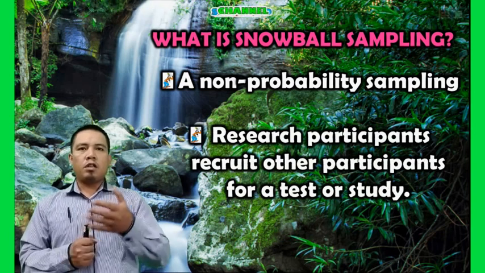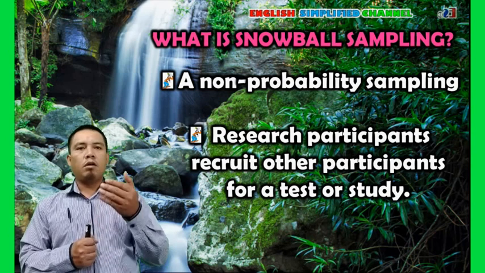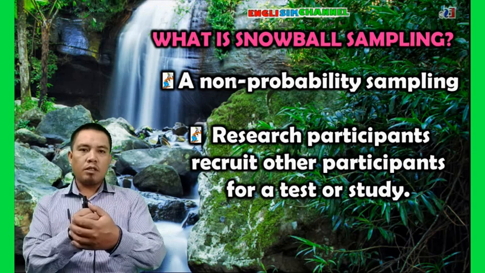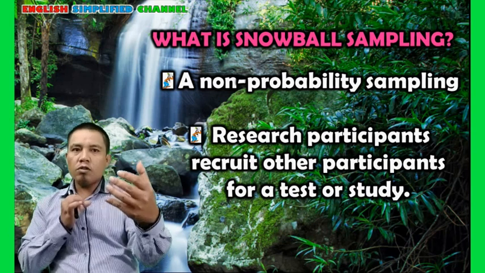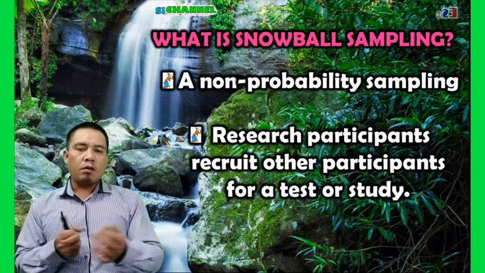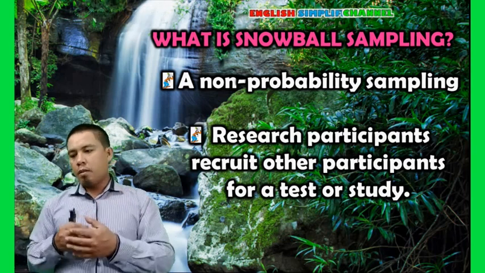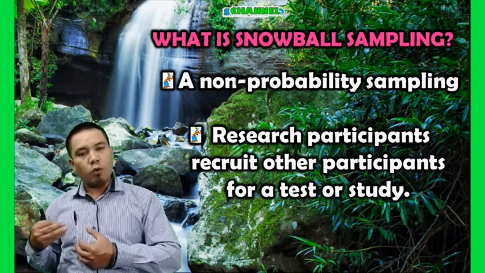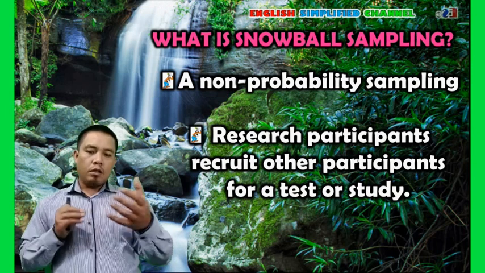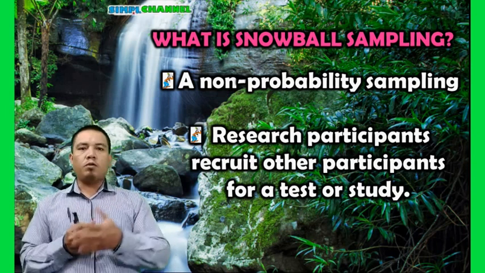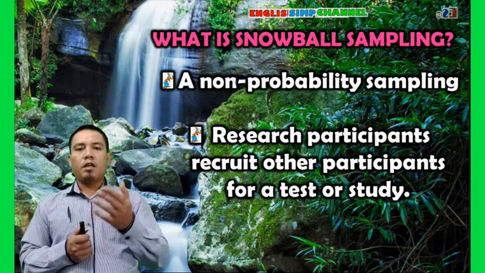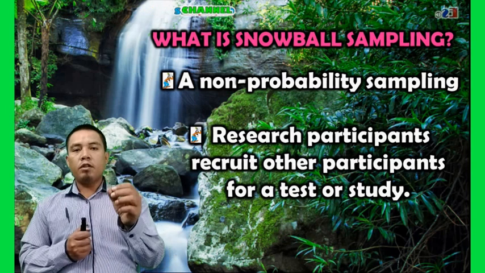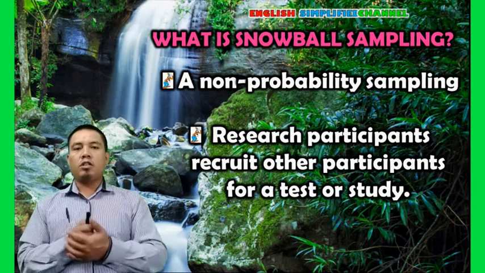Research participants recruit other participants for a test or study. It means the samples, you don't take them by yourself. Instead, the samples are obtained from the first, the second, and the third, and so on, until you think that the data is enough to answer your research question. That is snowball sampling. This will be very clear when we talk about its types.